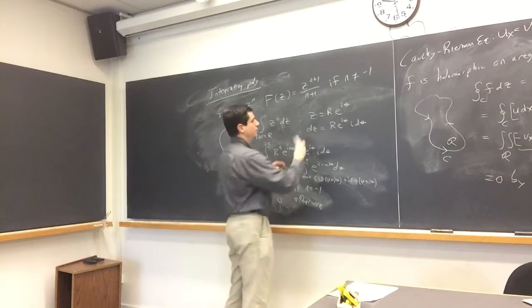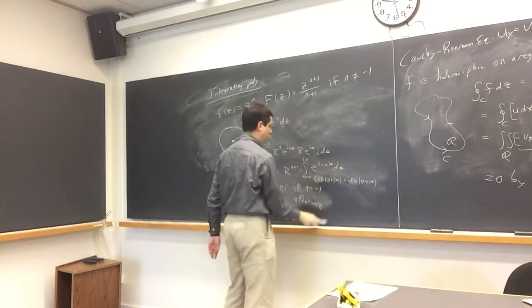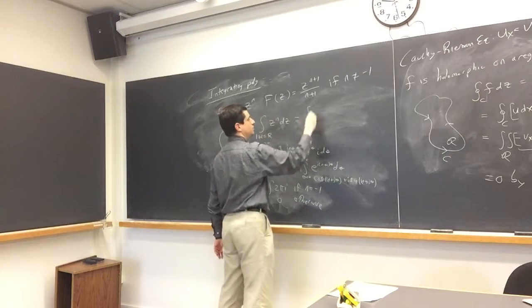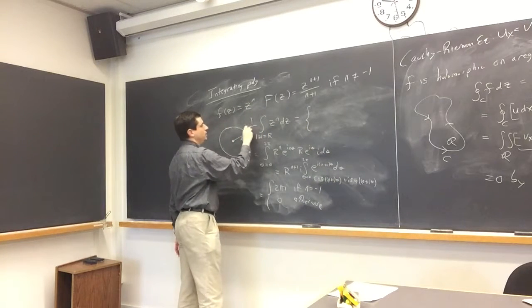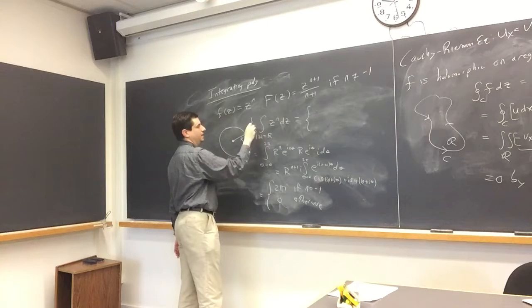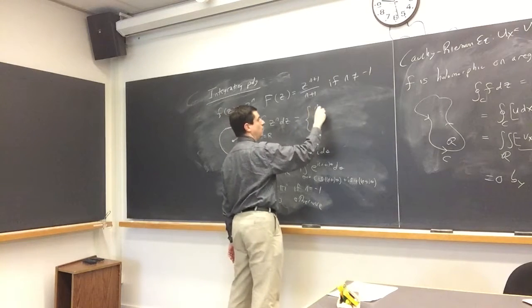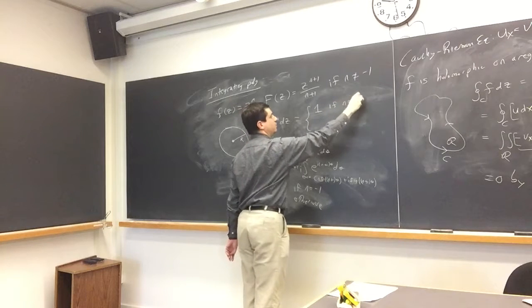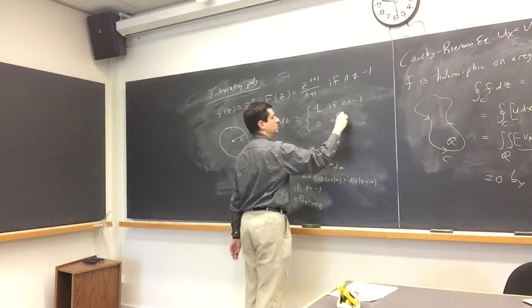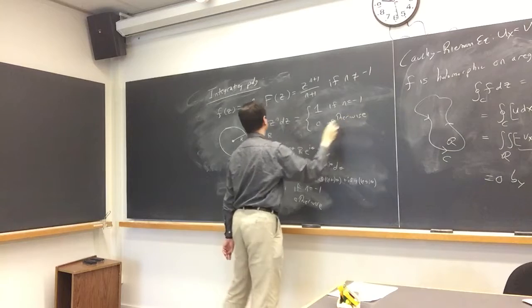So I'm going to write that over here because this is such an important result. In fact, what we'll often do is divide by the 2 pi I. So I'll put the 2 pi I over here, and this will be 1 if n is negative 1 and 0 otherwise.